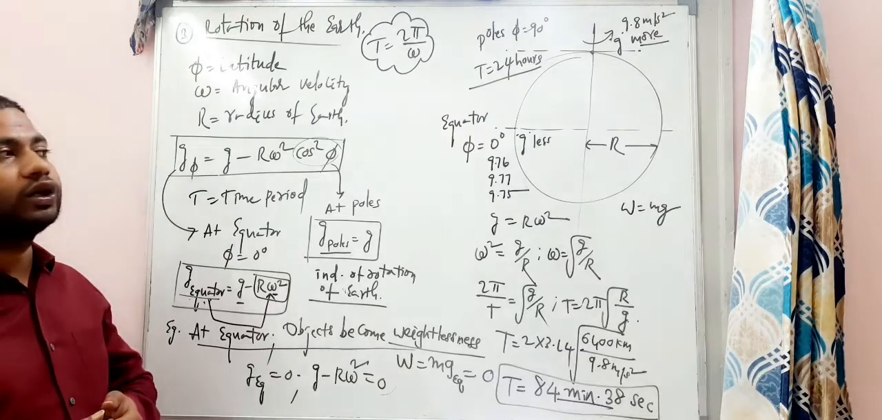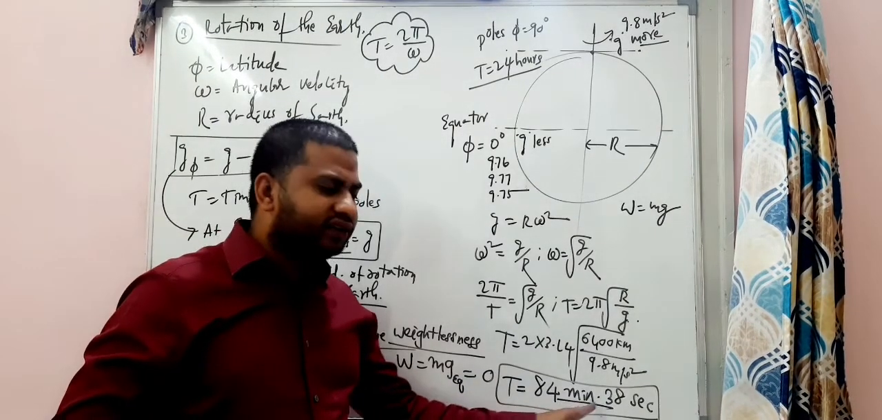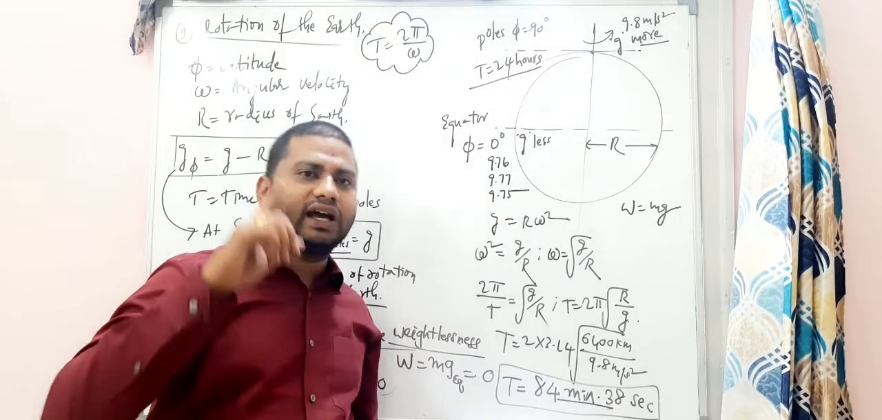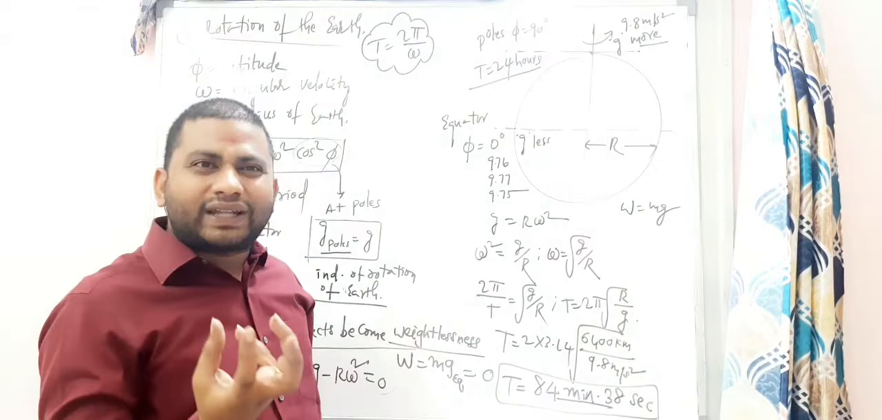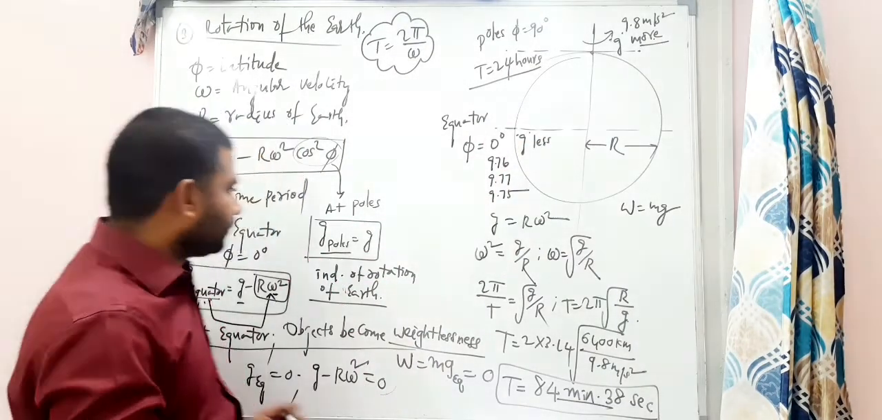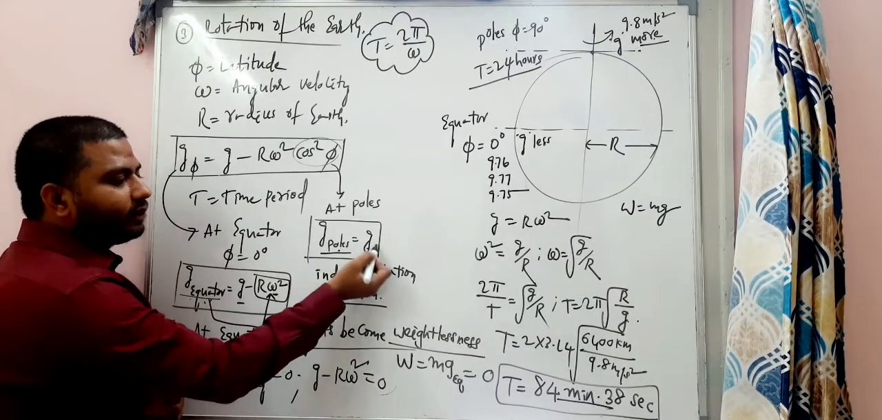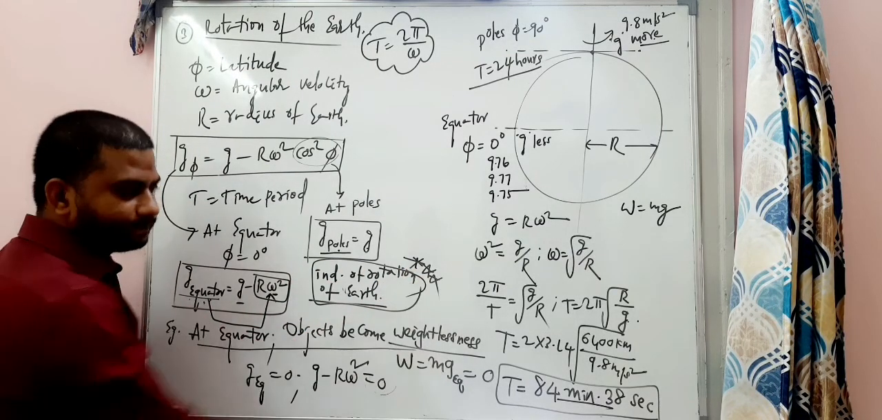So what I wanted to conclude here is, if the earth is rotating about its own axis in 84 minutes 38 seconds, what is this rotational effect at the poles? g at the poles is equal to g. It is independent of the rotation of the earth, and it is called a star point.